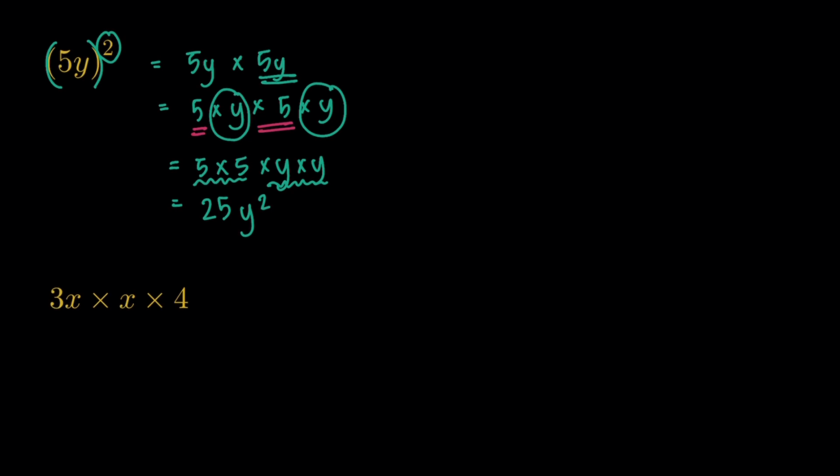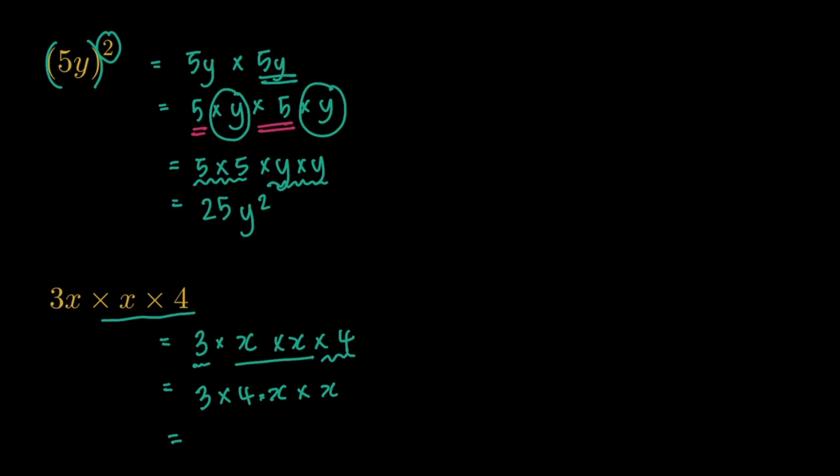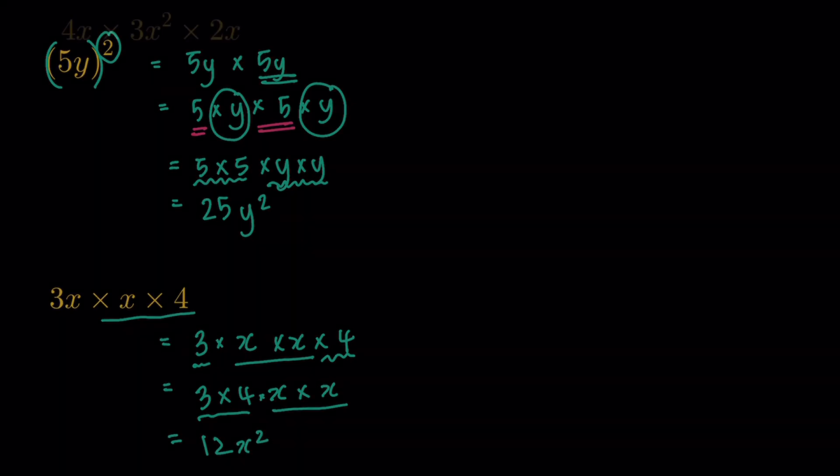Next question says 3x times x times 4. So 3x is 3 times x. Then I just need to write times x times 4. Let's write the numbers together. So I have my 3 and I have my 4. So go 3 times 4. And then write x times x. 3 times 4 is equal to 12. X times x is equal to x squared.